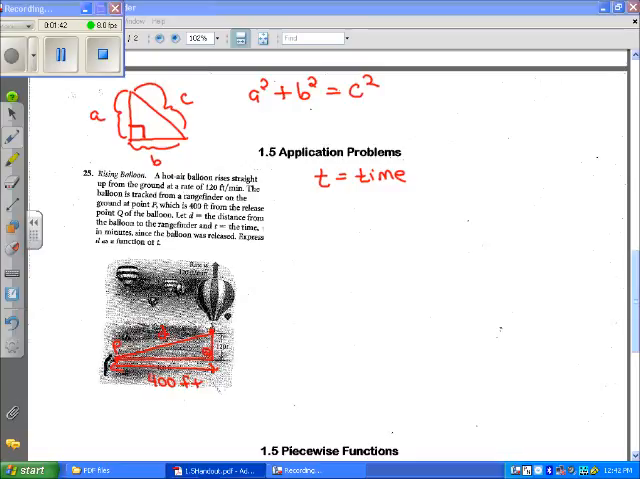And again, it says T is time in minutes. I should write that down. Express D as a function of T. So what we need to do is look at this part right here. It says 120 T.